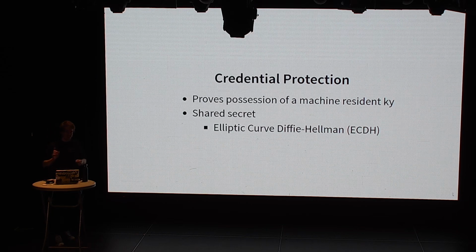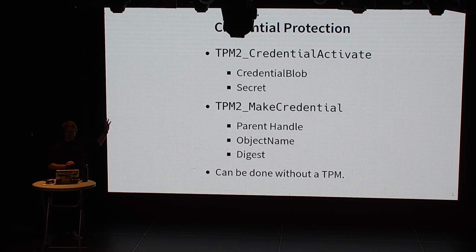So the way these challenges work is that the credential protection proves possession of some machine-resident key. It's a shared secret, it's encrypted, and we can do this remotely, send it to the TPM, and then the TPM can unlock it. And what that proves is that the TPM we send the encrypted credential to is from a key that's on the TPM itself. So credential activate is the thing that we have to run locally on the TPM. And make credential is sort of the encryption operation itself. It's not unique to the TPM. We can do this remotely with just public information from the TPM. And then we can send it back.